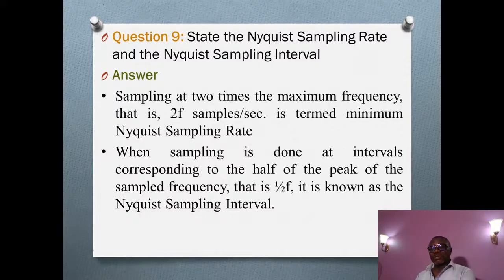As we go on, we will see what happens if you fail to sample at this rate. When sampling is done at intervals corresponding to half of the peak of the sample frequency, that is at 1/2f, it is known as the Nyquist sampling interval. So it is important to note the definitions of sampling, Nyquist sampling rate and Nyquist sampling interval.